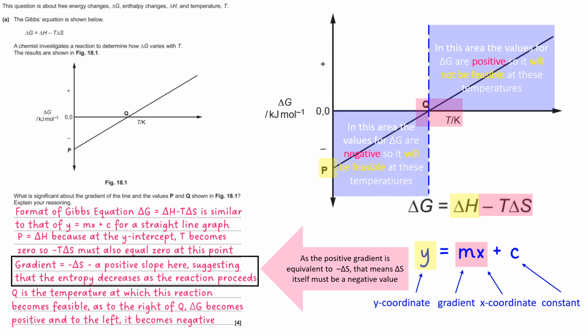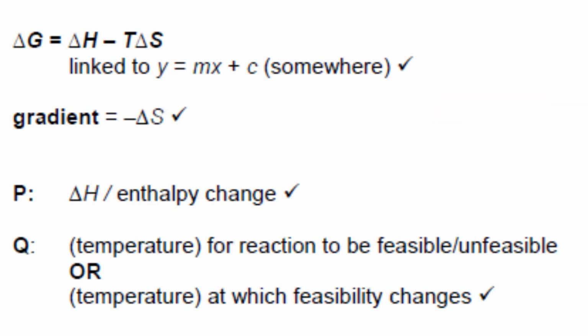So what is it that they want from you in the question? Let's have a look at the mark scheme. They want a link to y equals mx plus c. They want the gradient as minus delta S. No particular conclusions from that. And they want P equaling the enthalpy change, delta H. And Q must be the temperature at which feasibility changes.